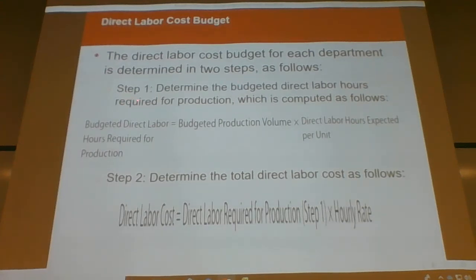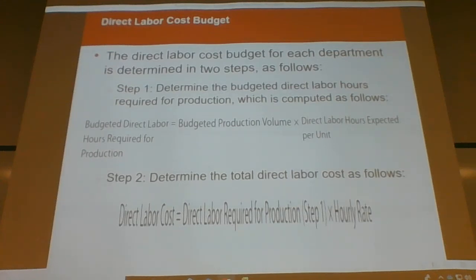The first step, we have to determine the budgeted direct labor hours required for production, and the way we do that is we say, okay, how many units of production are we going to have? We've already calculated that back in the production budget, but we also have to calculate, okay, that's fine, but how long does it take to make 1 unit of production? So that will give us our total direct labor hours.